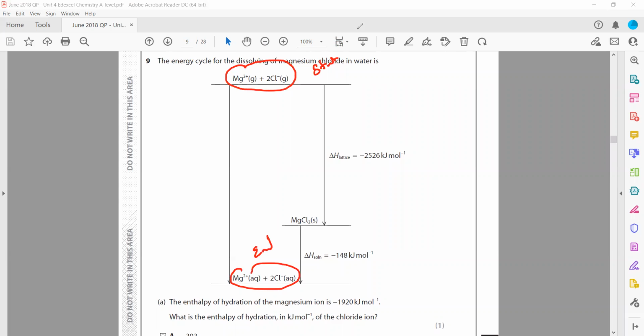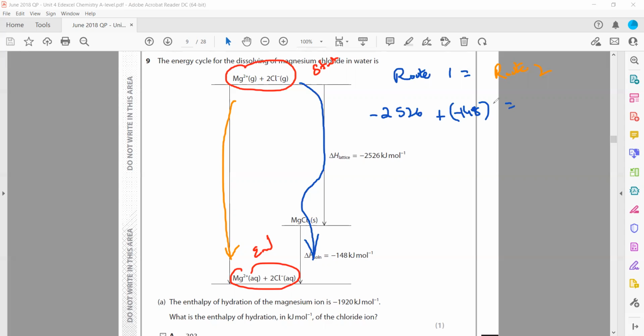According to Hess's law, if I follow route 1 or path 2, the overall energy change does not depend on the route. So the energy change of route 1 will be equal to the energy change of route 2. What is the energy change of route 1? First, the lattice energy, so I can say minus 2526, plus the enthalpy of solution, minus 148, equals the energy change of route 2.